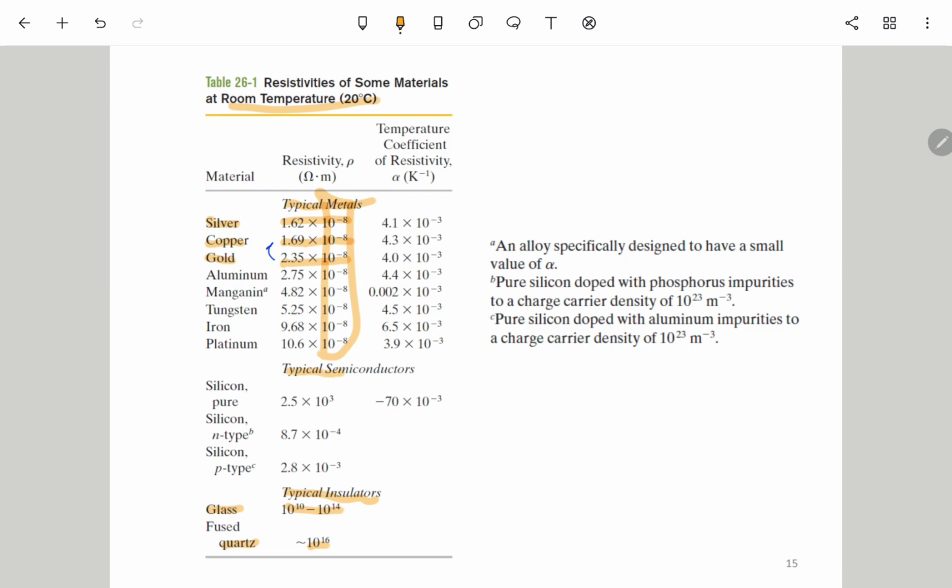Okay, so for the typical semiconductor, maybe you are not so familiar with. Here we have several samples. All of them are silicon, but there are some differences. The first one is pure silicon. The resistivity is 2.5 times 10 to the third power. It is quite large. This is -8, this is 3, so an 11 order difference.